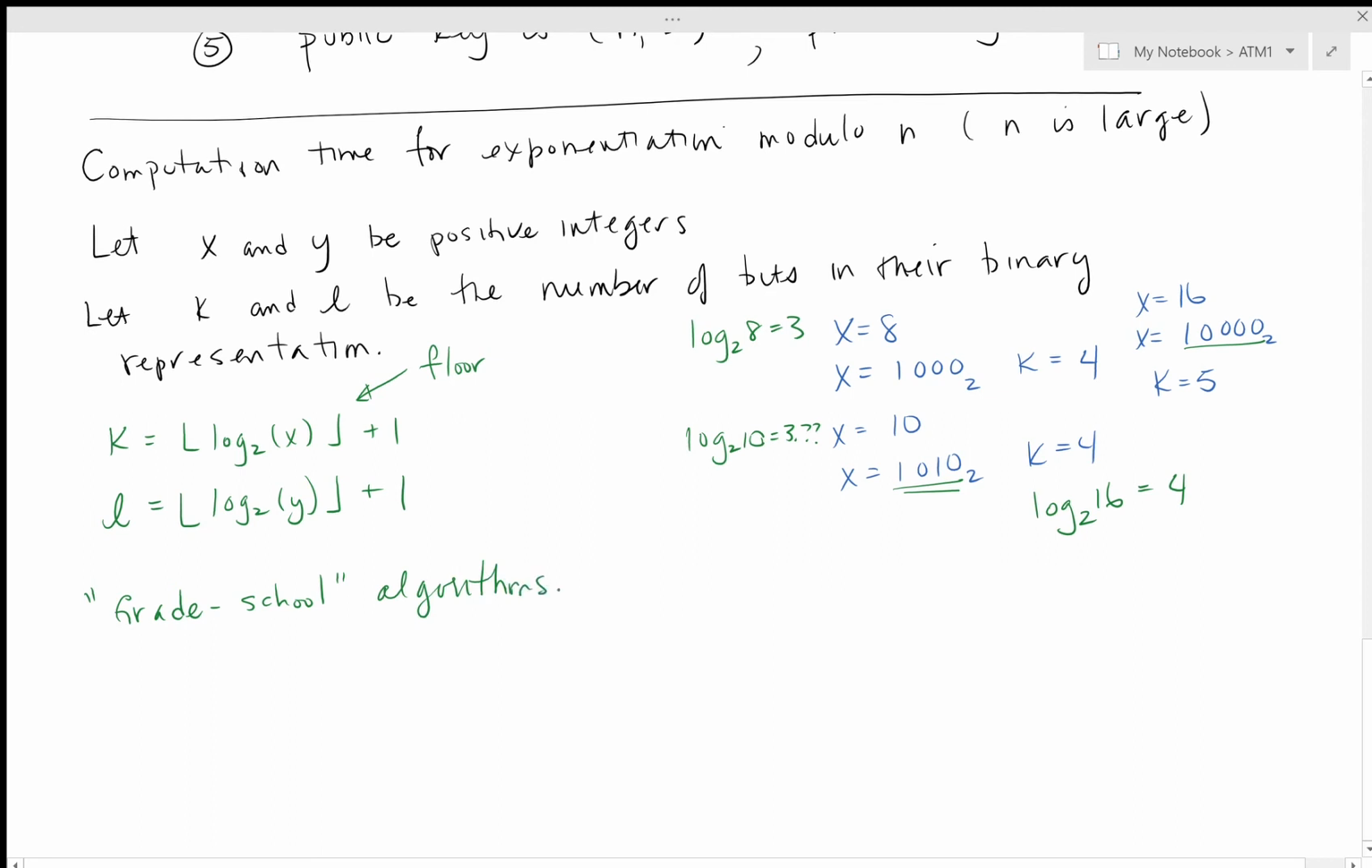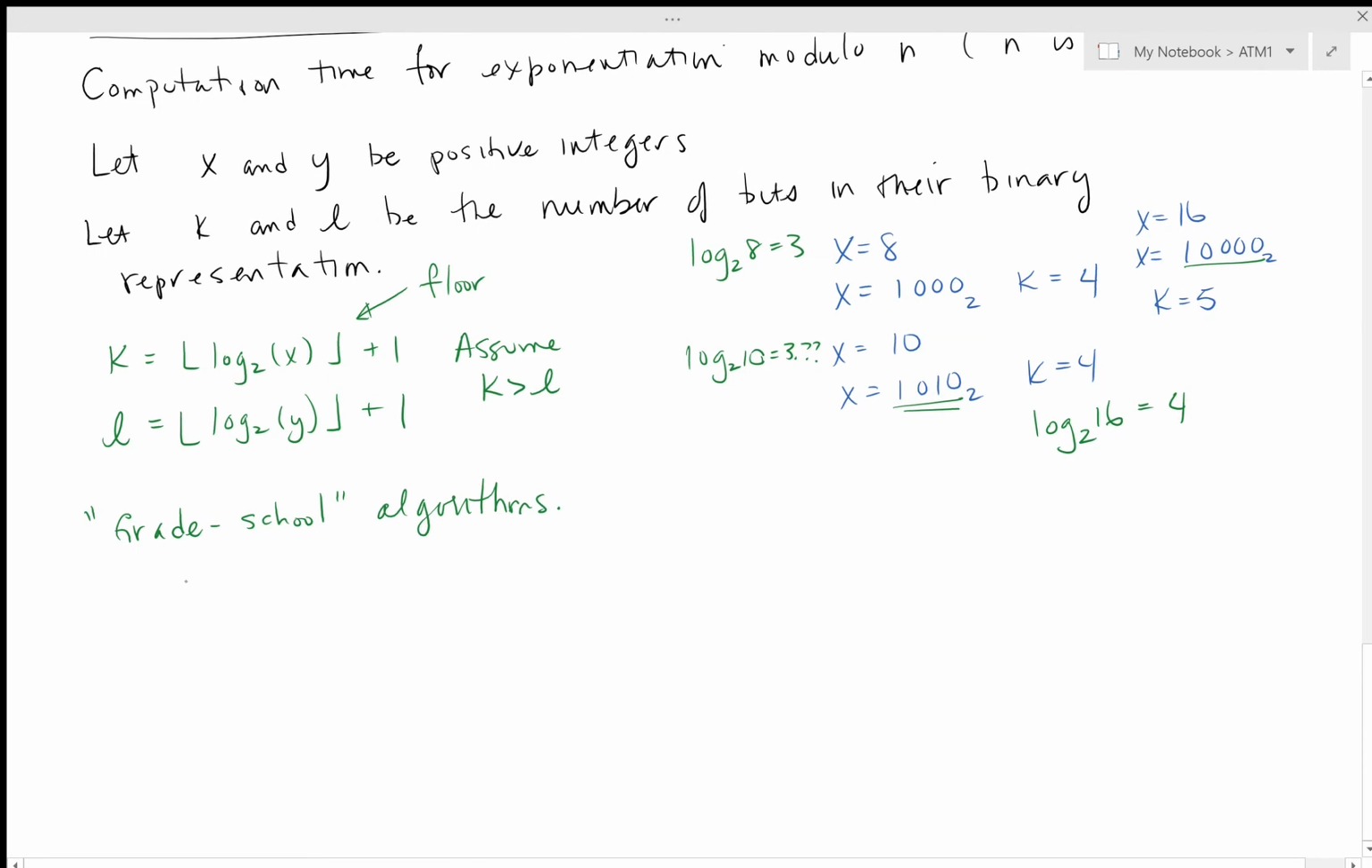If you wish to add, we're going to do one other thing here. We're going to assume k is bigger than l. The amount of operations is going to depend on which number, x or y, has more bits in its binary representation. It doesn't matter which one you choose, so for the sake of simplicity, we'll choose that k is bigger than l.